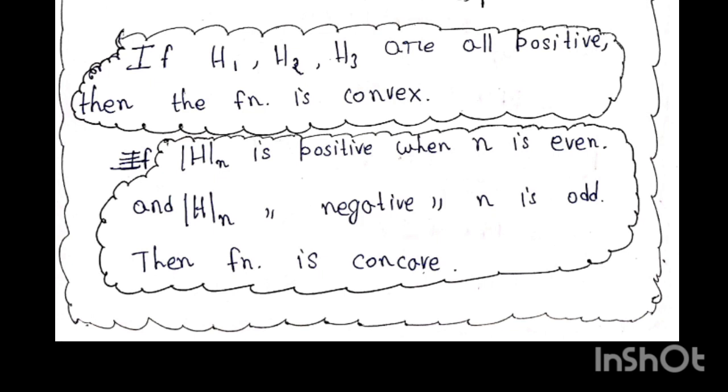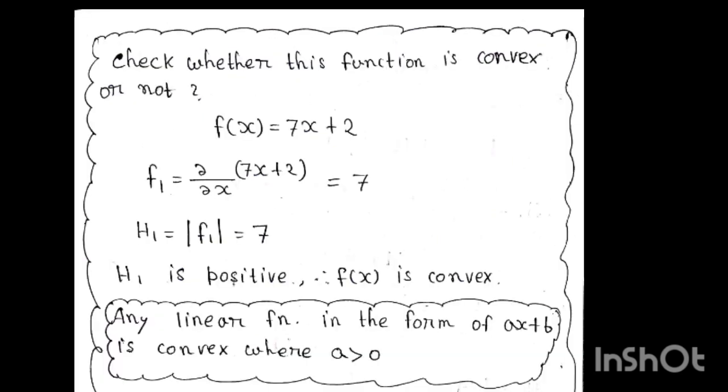That means I am trying to say that if H1 is negative and H2 is positive and H3 is negative again and H4 is positive again, H5 is negative again, so if this type of sequence goes on, then the function is concave. Now let us check with the function whether it is convex or not.